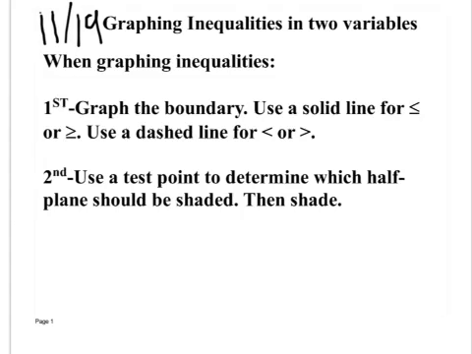Second step is you use a test point. You pick a point, it does not matter what point. You pick a test point to determine which half plane should be shaded. If the test point is true, then shade that side. If the test point is false, then you shade the other side. This will make more sense when we see it on a graph.